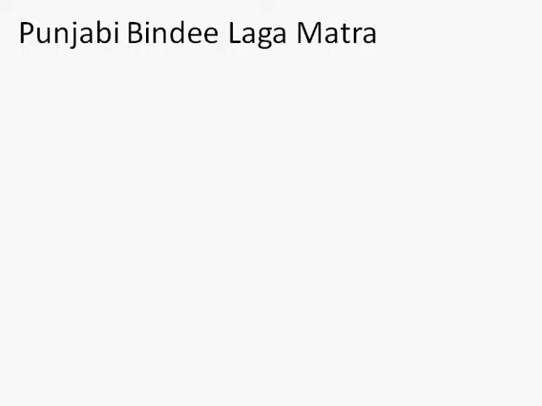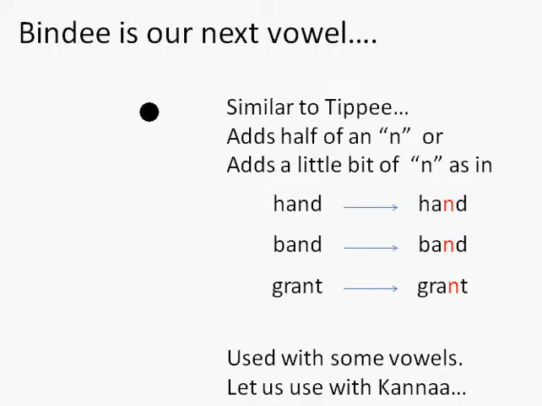So we are really moving quickly, and you guys are learning all sorts of akhar, or letters, with laga matras, or vowels. We're going to do Bindee. If you remember Bindee from your previous lessons, it also adds a nasal sound, or that half N, as I call it. So you get sounds like hand, band, grant. All of these are sounds which are like a nasal or a half N sound.